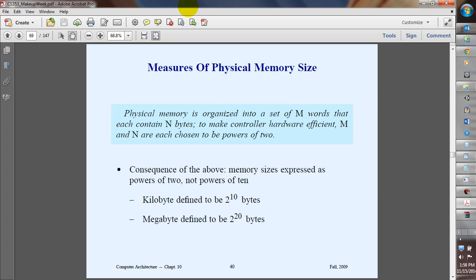As far as measuring physical memory size, we can organize a set of M words that each contain N bytes, and that way we make the controller hardware efficient, because M and N are going to be chosen to be powers of 2. That means memory sizes are usually expressed by powers of 2, and that is why memory sizes are expressed as powers of 2. So you might have wondered why 1024, for example, is a kilobyte, or a megabyte being 2 to the 20th.